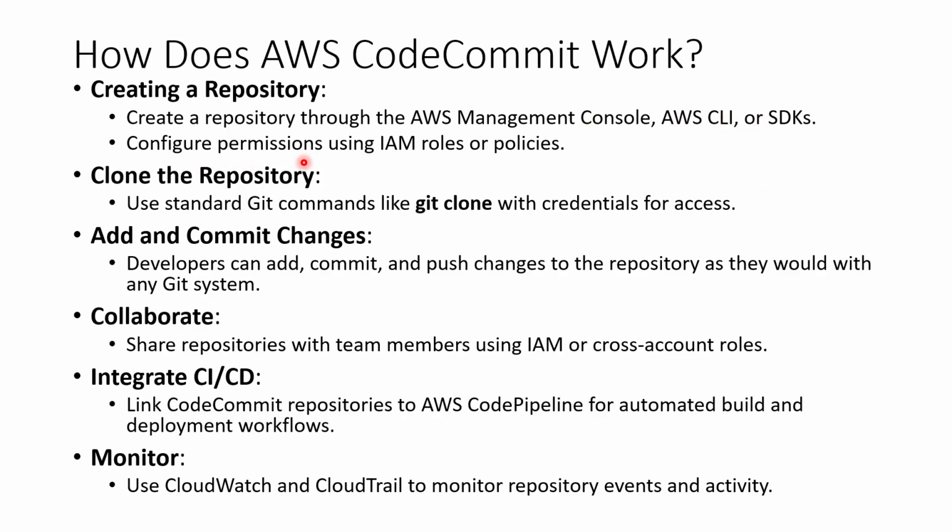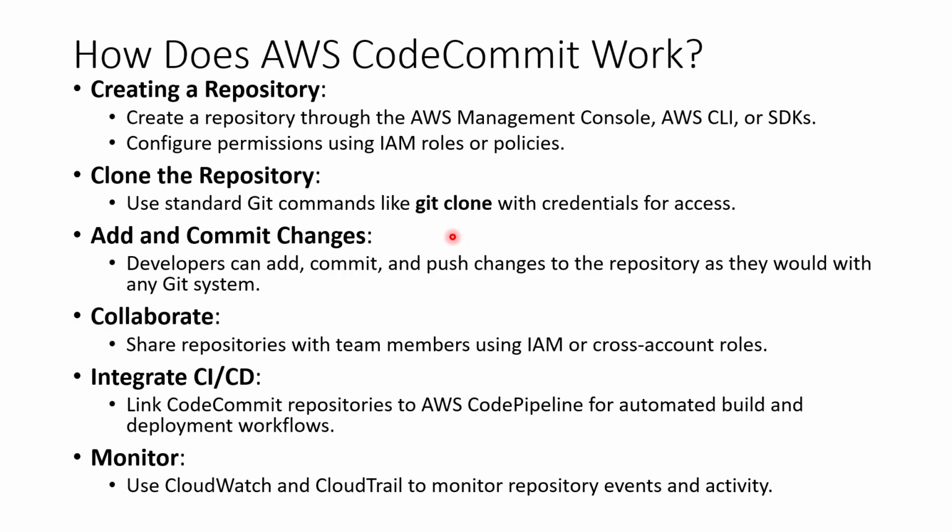Configuring permissions using IAM roles and policies. We need to do these things, and we'll see all of them. There is not much difference between using CodeCommit or GitHub. GitHub supports multiple platforms: you can use it for Azure, for GCP, or for local deployment. But AWS CodeCommit is limited to the AWS environment only.